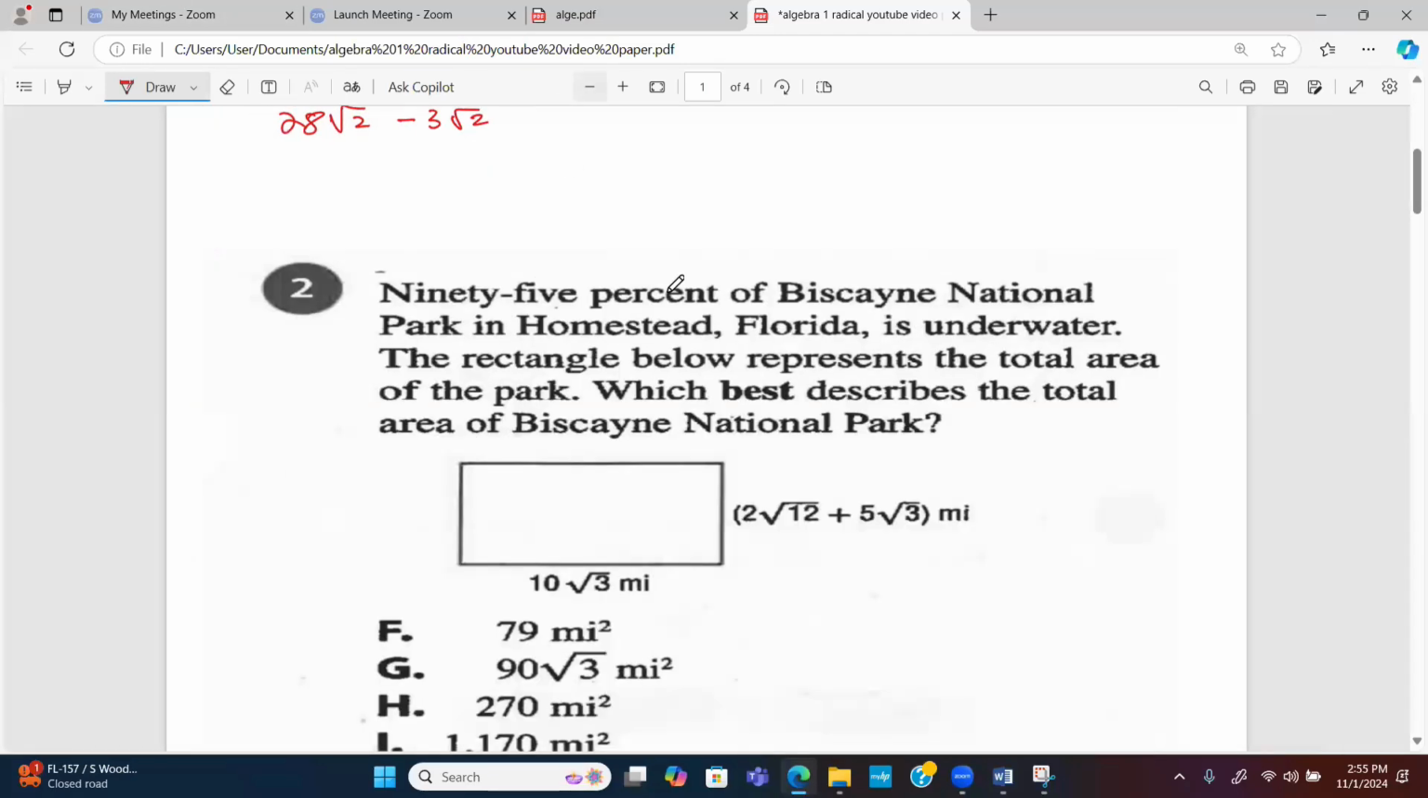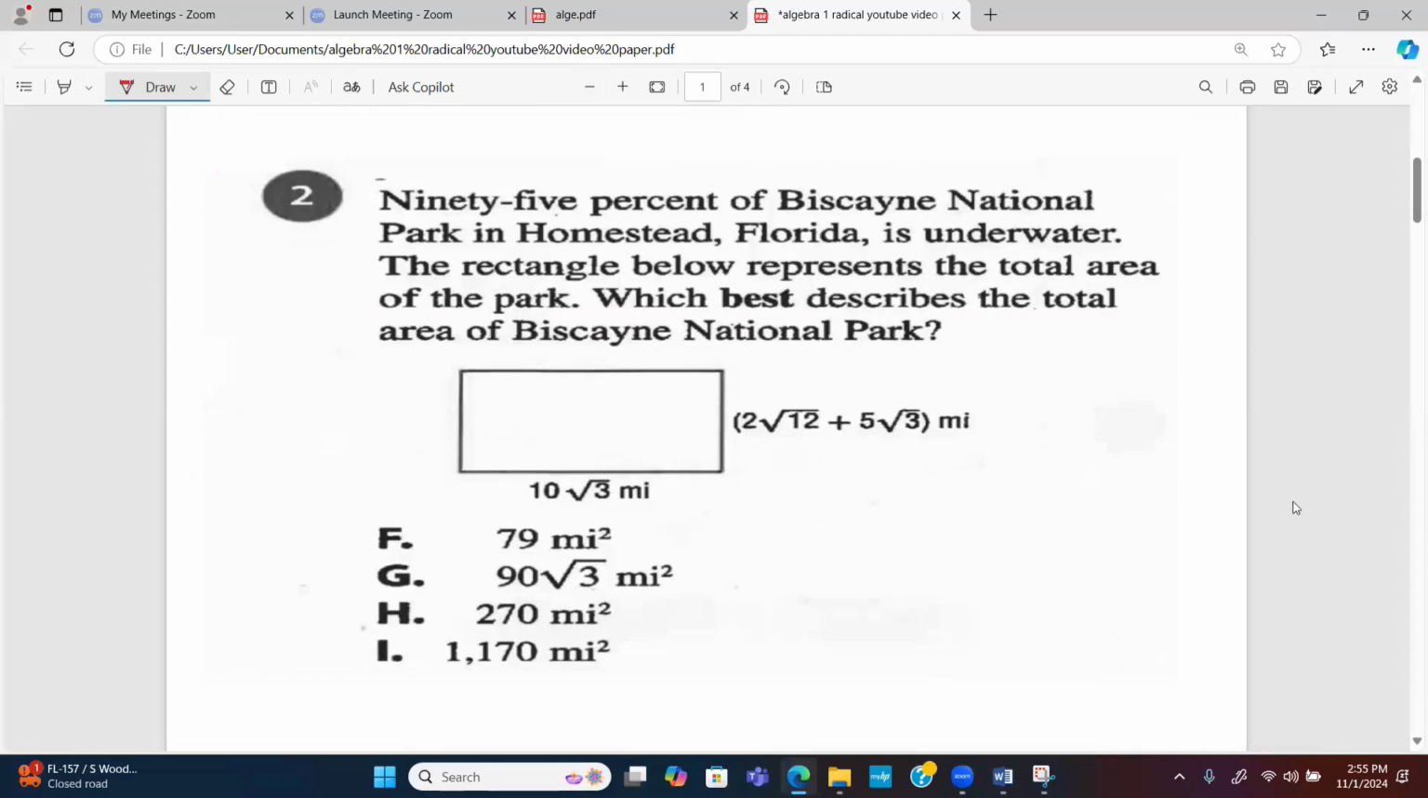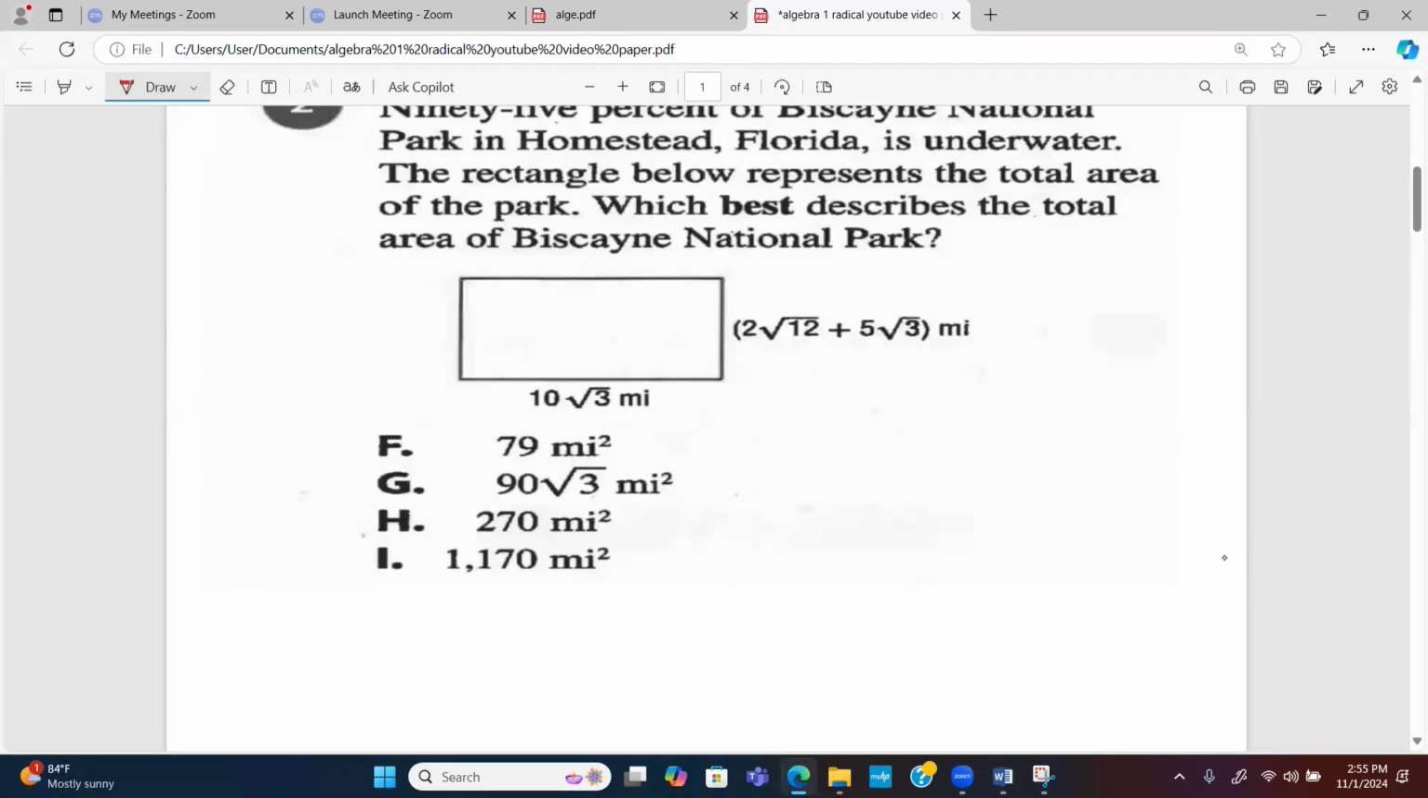All right, let's take a look at this question here. It says 95% of Biscayne National Park in Homestead, Florida is underwater. The rectangle below represents the total area of the park. Which best describes the total area of the park? Basically this is a rectangular shape, and we know the area of a rectangle is equal to the length times its width.